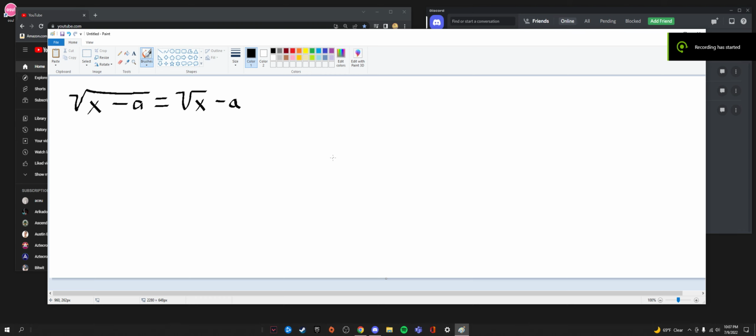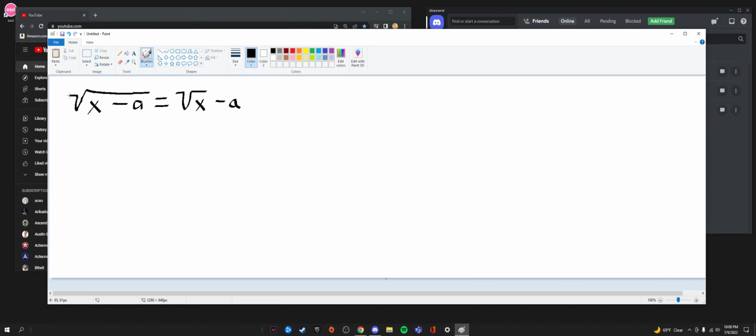Hey everyone, today I'm going to be solving this problem I saw on sybermath's channel, or a community post. It's the square root of x minus a is equal to just the square root of x minus a. In the original equation, he said that a was a parameter, and I would assume that makes this a parametric equation, and I'm not super familiar with parametric equations, so I'm just gonna ignore that. And instead, we'll be solving this like a quadratic.